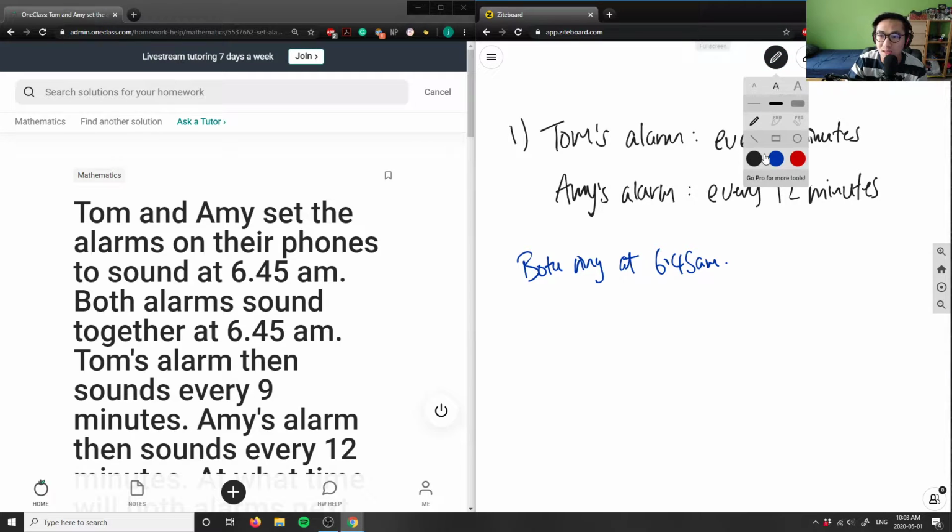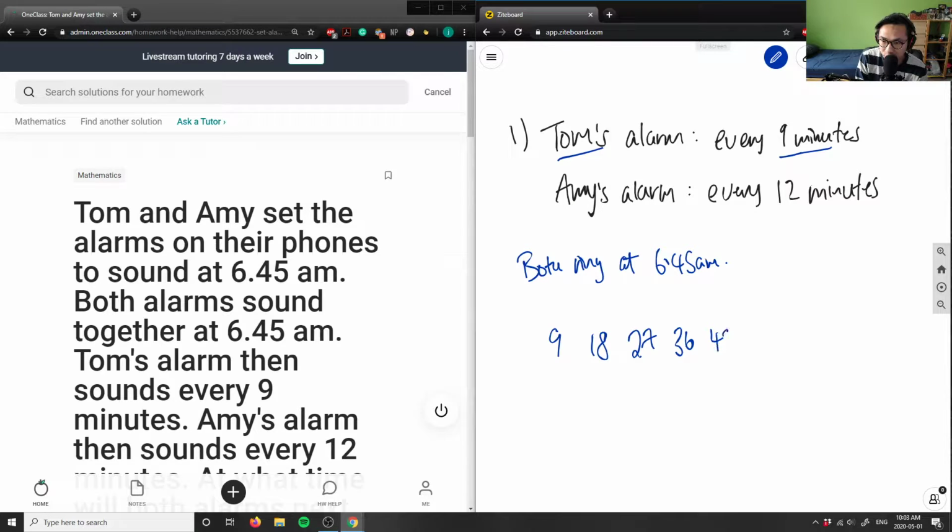I'll use blue for Tom here. Tom's alarm rings every 9 minutes, so you can think of it as multiples of 9. If you write down the multiples of 9, you have 9, then 18, 27, 36, 45, and so on and so forth. It's going to ring every 9 minutes, and it doesn't alternate from that. If you convert that into time, we'll do that as our last step.